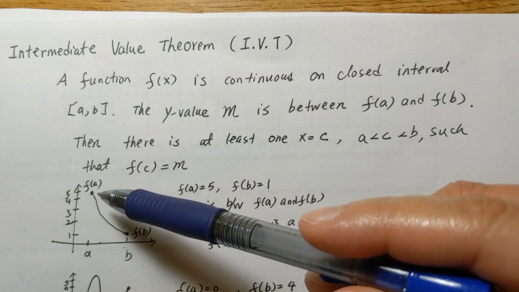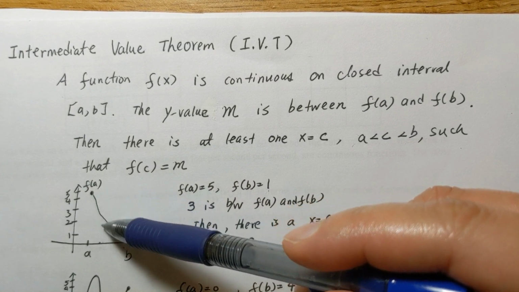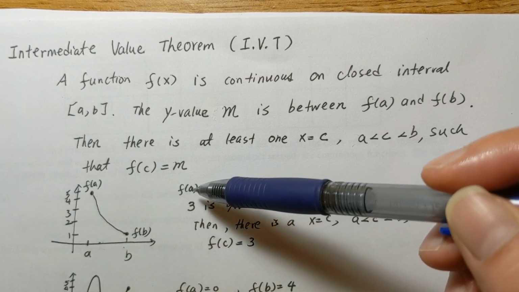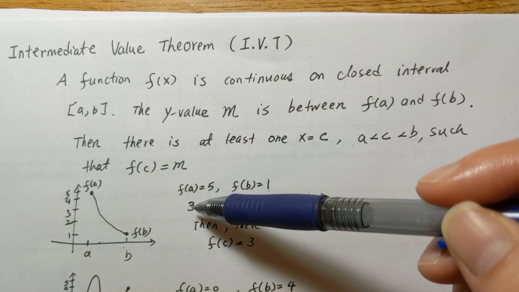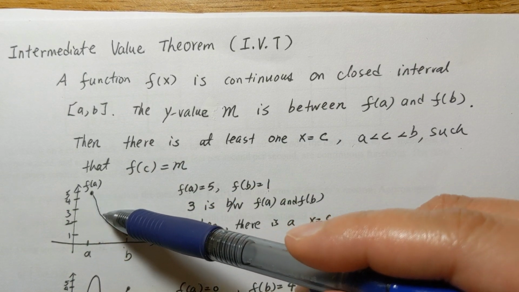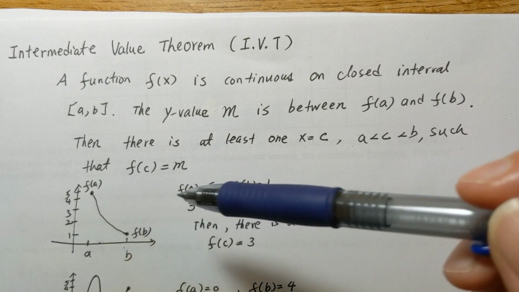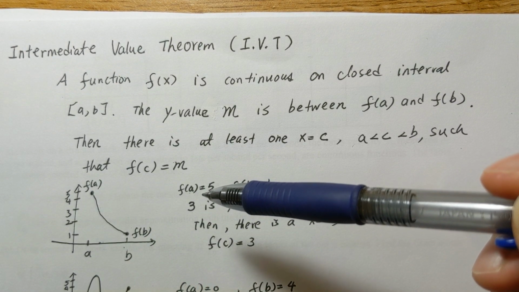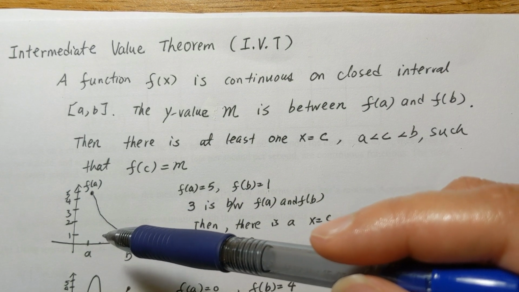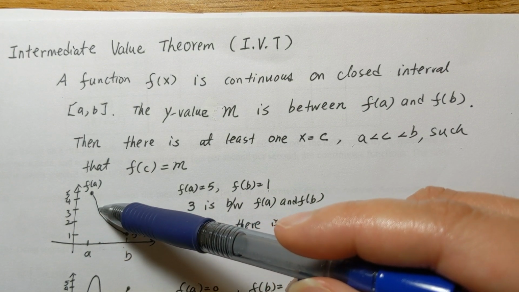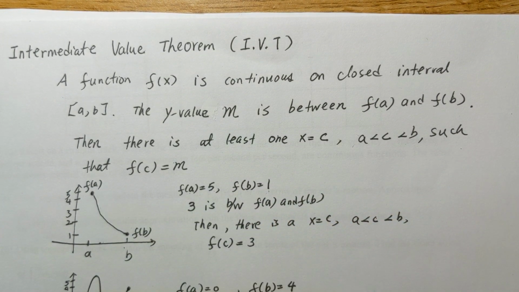So if we look at here, I'm going to use some real numbers. F of a equals 5, f of b equals 1. And 3 is a y value between f of a and f of b. So 3 is the m over here. So we can say there is at least one x value that gives a y value equal to 3. So now you can see there's at least one c comma 3.